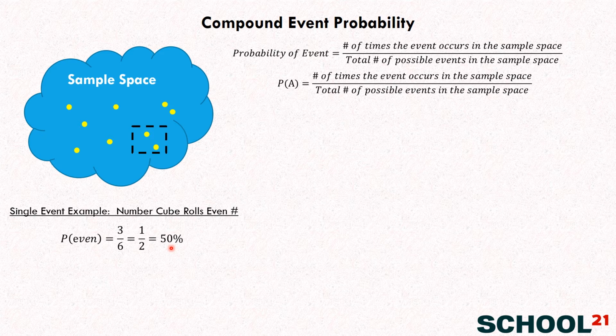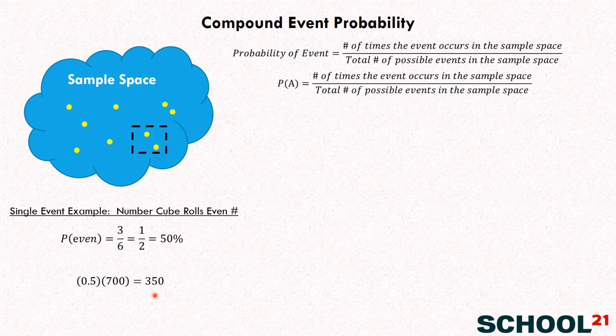Okay, now if I said to you, if you rolled a number cube 700 times, how many times do you think that you would get an even number, roughly? Well, you just take this 50% or convert it to a decimal like 0.5, and you multiply it by that number of times I said, 700 times, and you would say, well, about 350 times I would expect to get an even number. Does that make sense to you?